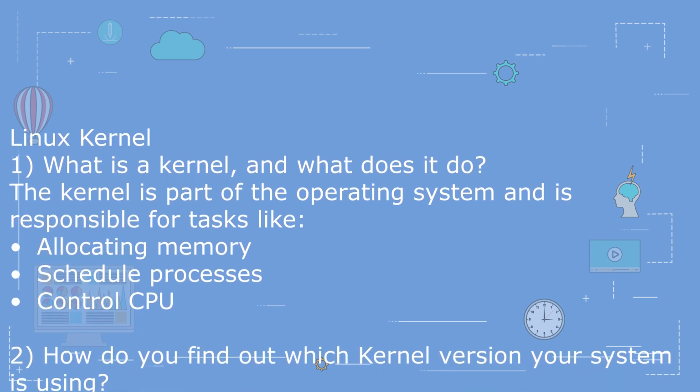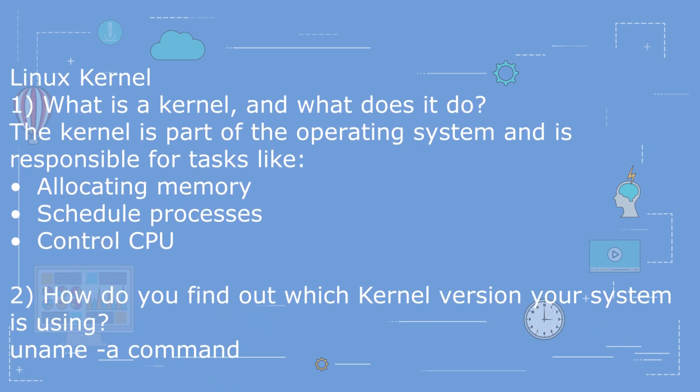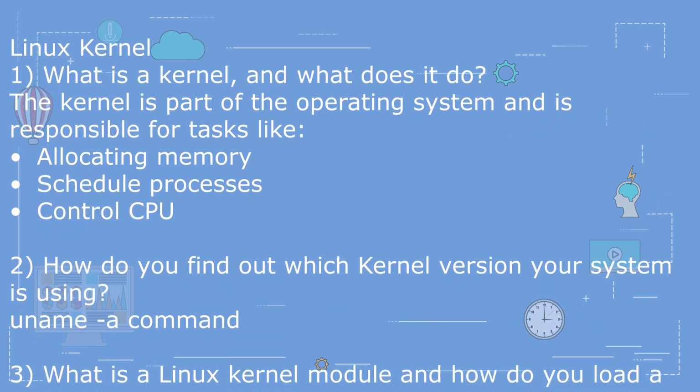2. How do you find out which kernel version your system is using? Answer for this question is, you use the uname command.